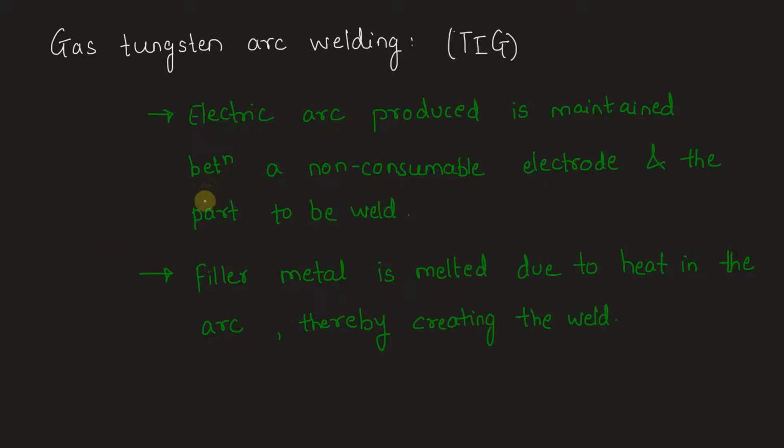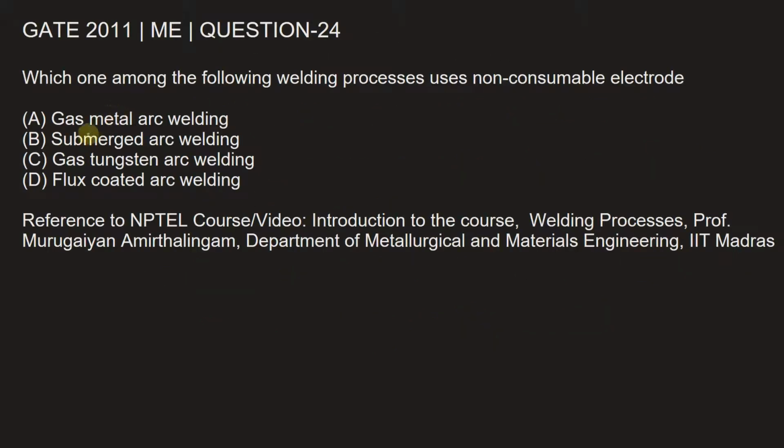On the other hand, all the other welding processes mentioned in the options, that is the gas metal arc welding, the submerged arc welding, and the flux coated arc welding, apart from gas tungsten arc welding, all use consumable electrodes. That is, the filler metal is within the electrode and that itself is being consumed while welding. So we can see that option C, gas tungsten arc welding, is the correct option.